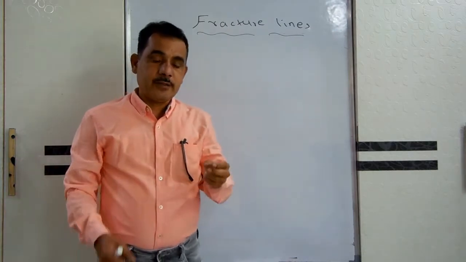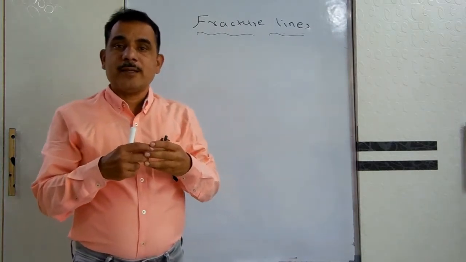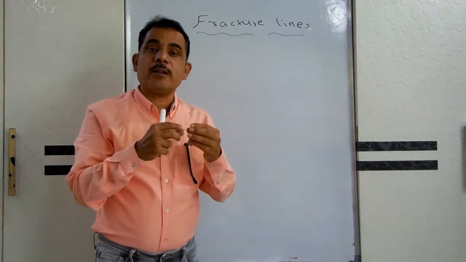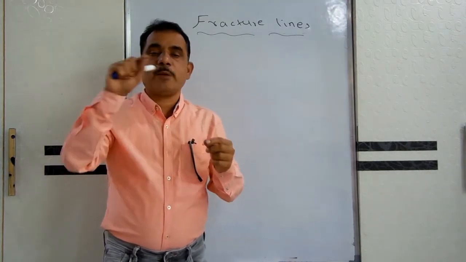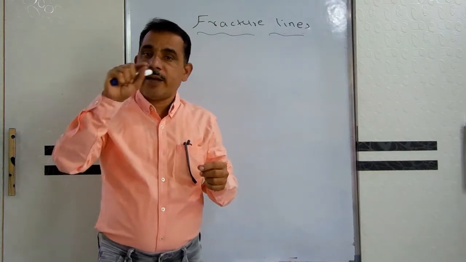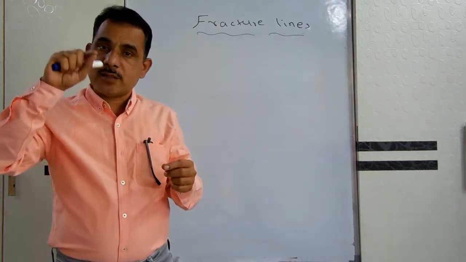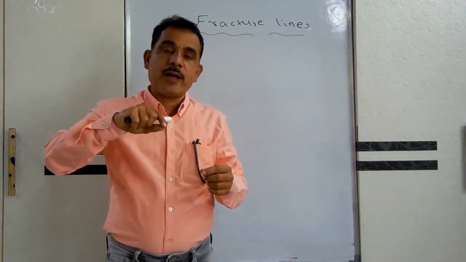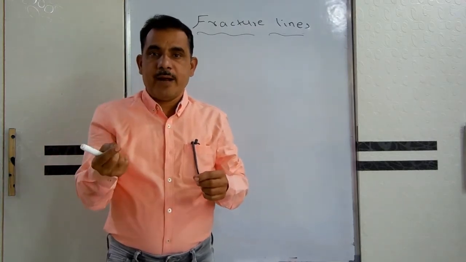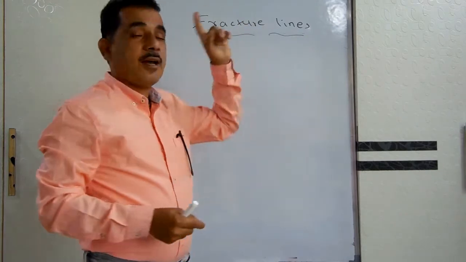As yesterday we have seen, the fracture is what? The discontinuity in the anatomical continuity. And when this discontinuity is there, there is a line of separation. And when the line of separation forms after the breach in the bone, the pattern of the lines is variable. And these are called fracture lines.